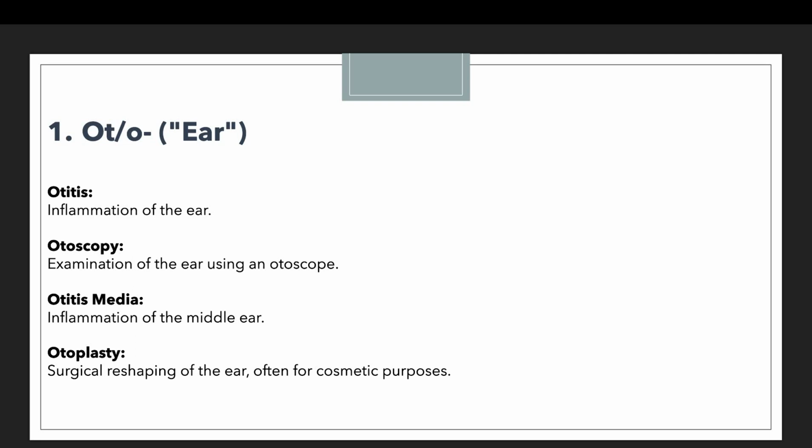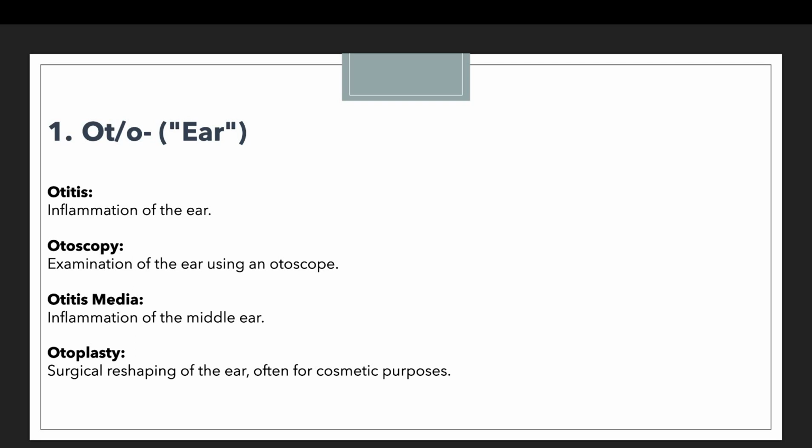For example, the first example is otitis. Now what is otitis? Otitis means inflammation of the ear. If you have covered the previous session, then you should know that itis, although it is not a prefix but a suffix, is always used whenever we are discussing inflammation. So ot is used for the ear, and itis is used for inflammation. That's how the definition comes: inflammation of the ear.